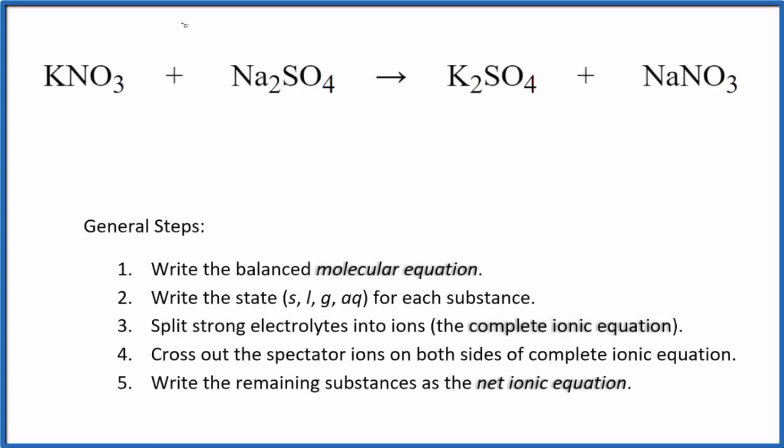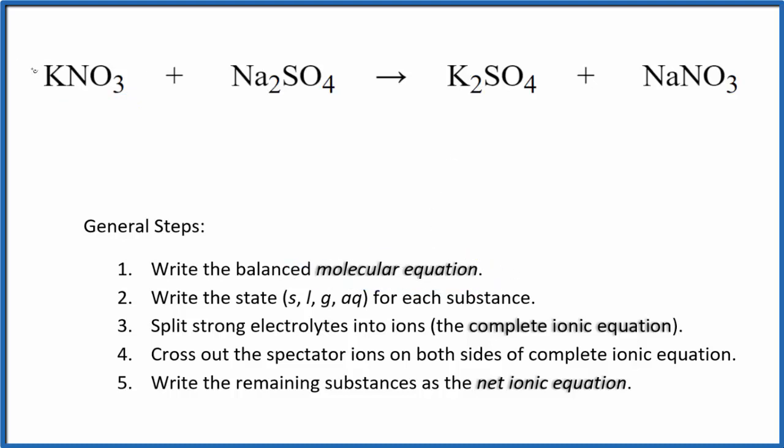In this video, we'll write the balanced net ionic equation for KNO3 plus Na2SO4. We have potassium nitrate and then sodium sulfate. This is a double displacement reaction. So the first thing we need to do, we need to balance the molecular equation.